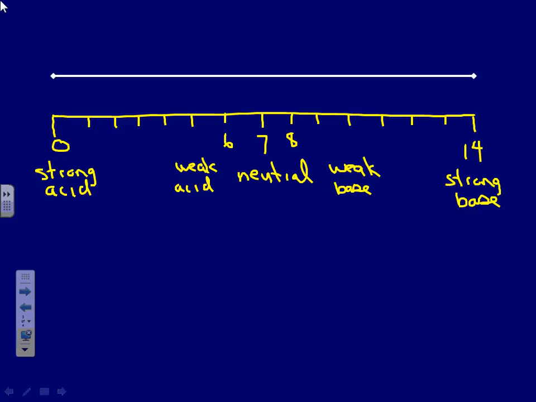Some various pHs that are not important. I'm not going to make you list these things off, but it turns out that blood has a pH of 7. All right, our system is designed to keep the pH of blood quite neutral.